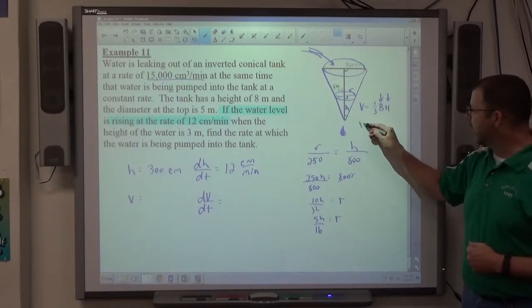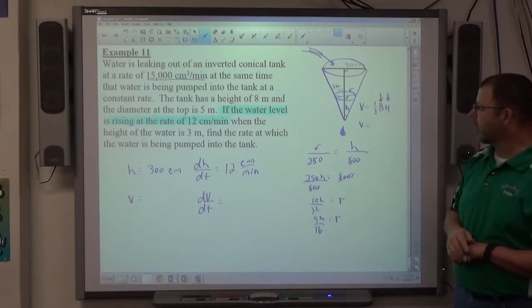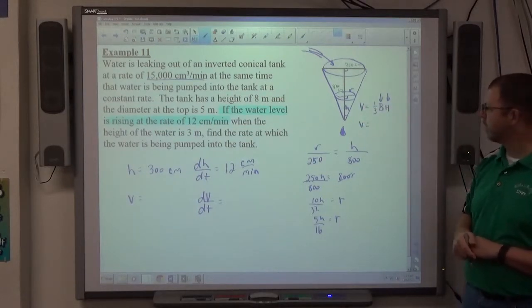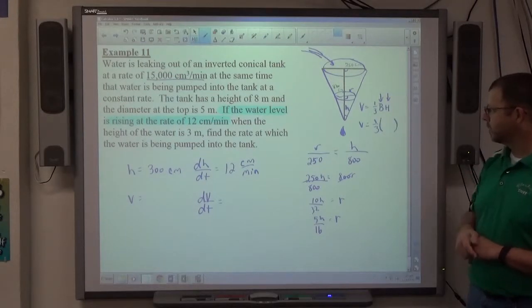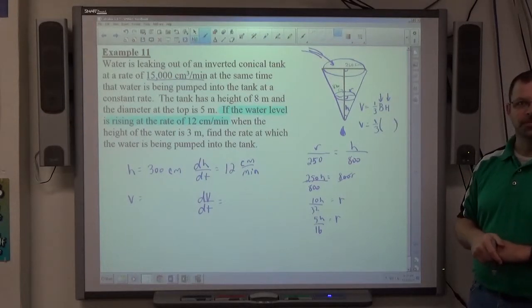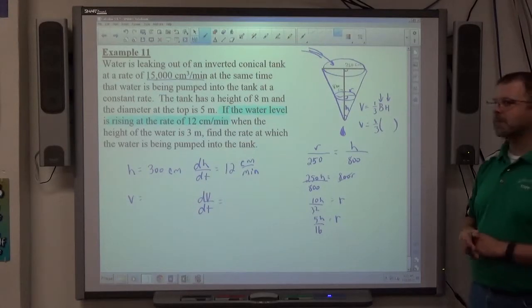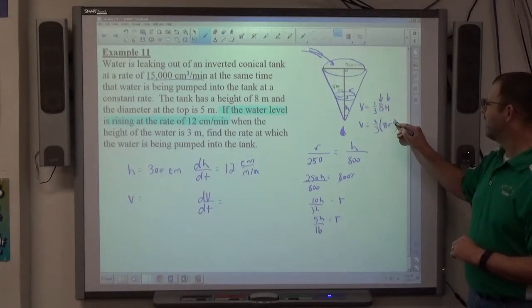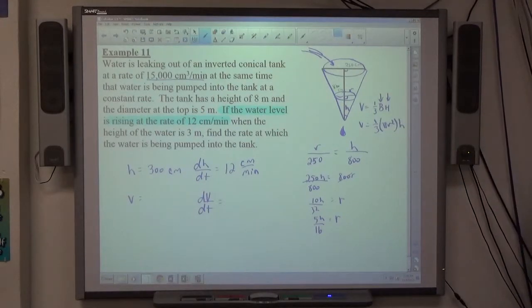So, what's the area of the base here? Again, looking at just the water, the radius is R, the height is H. What's the area? Hint, it's a circle. And we're trying to find the area of a circle with a radius of R. Pi r squared, thank you. And the height is H, right? So one-third pi r squared H is our volume formula.